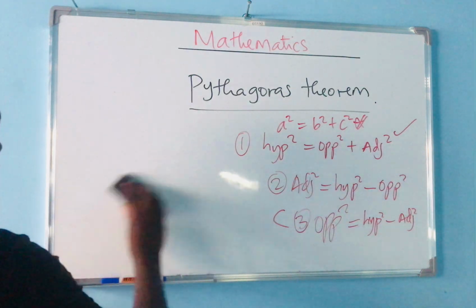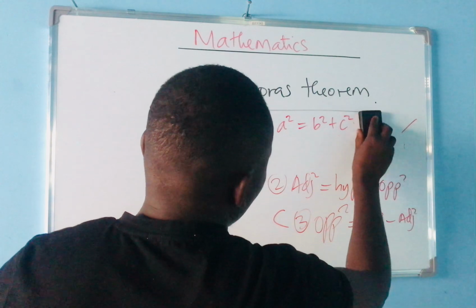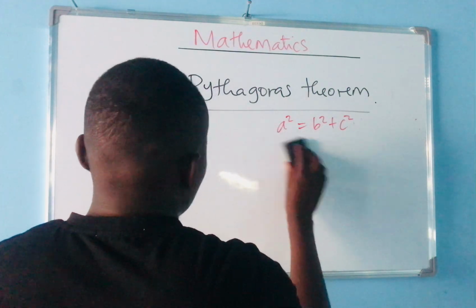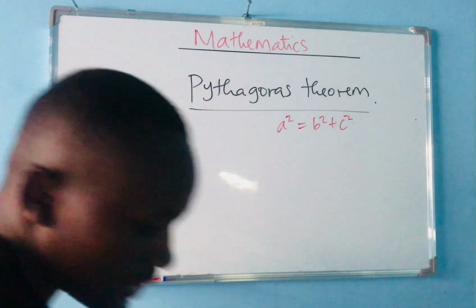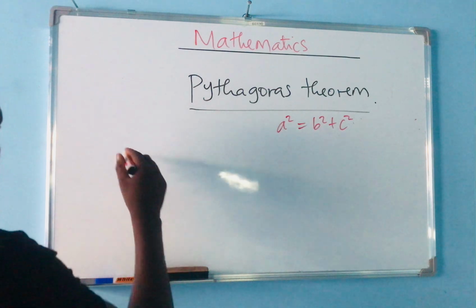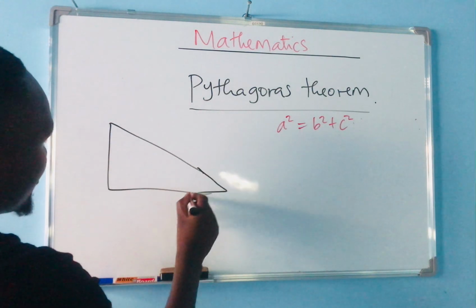So I can wrap this thing off. I can even wrap these ones. We can remain with this one, the simplified one. So given an equation like this one, let's say you have a triangle like this. This kind of a triangle.